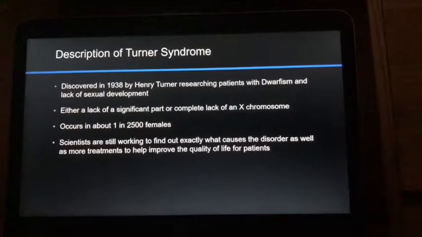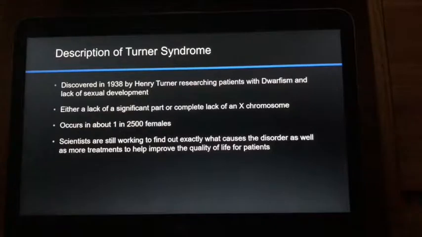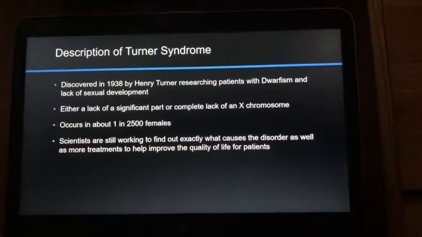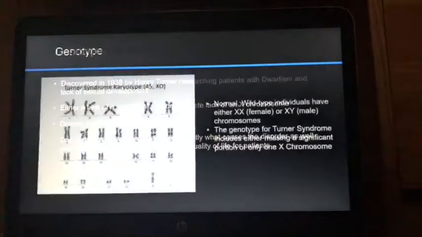In March of 2000 in Naples, Italy, an international interdisciplinary workshop was held to update the comprehensive recommendations on the diagnosis of Turner syndrome that were originally published in 1994. Since then, there has been a lot of research and workshops since the discovery. Turner syndrome occurs in about 1 in every 2,500 females. Scientists are still working to find out exactly what causes the disorder, as well as more treatments available to help improve the quality of life for patients.